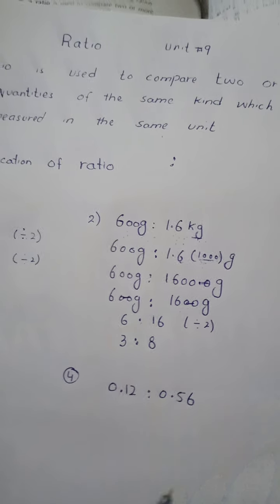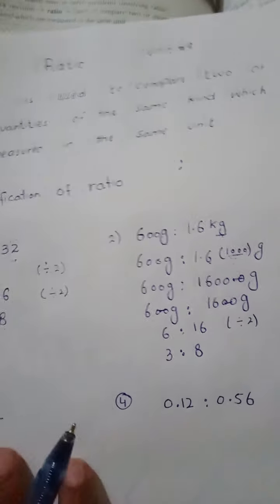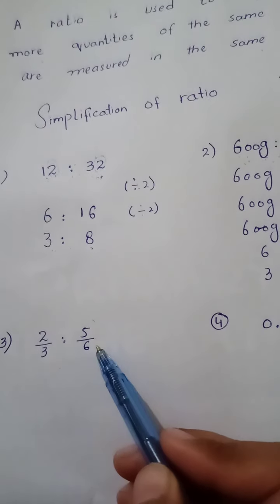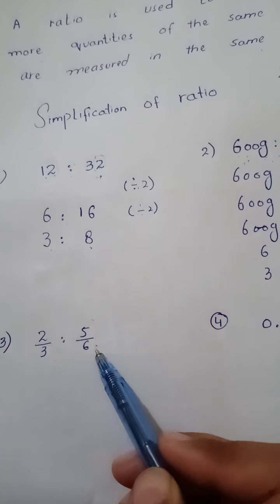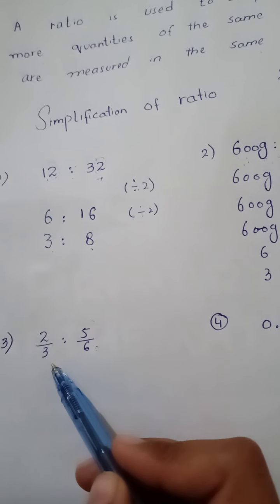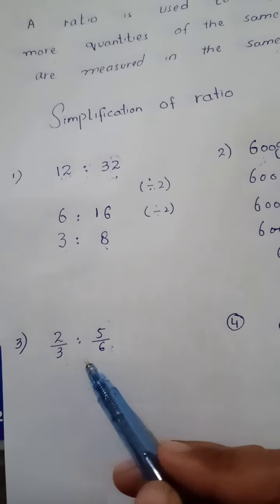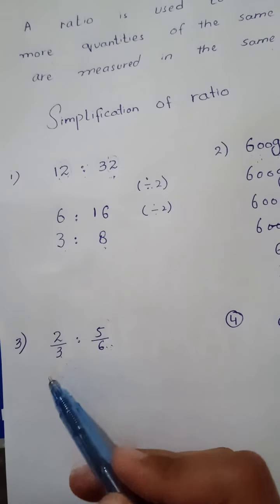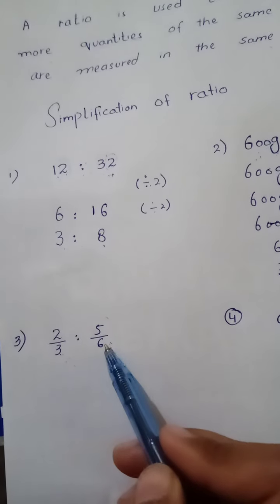Is it clear? Okay, in my next question, 2/3 ratio 5/6. Now both your quantities are in fractions. So what we do, you have to remember, when your quantities are in fractions, you have to take the LCM of the denominators.